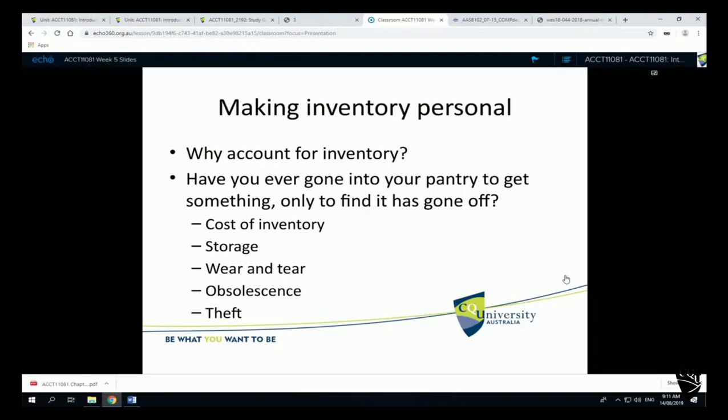Okay, it's not just the cost of the food in your pantry, it's the cost of storing it there in your pantry, because whilst it's being stored there, you can't use your pantry for anything else. Okay, you've got to use it for storing the food. There's also other costs such as wear and tear, obsolescence, which is our fancy word for things that go off, and wastage. And in some businesses, there's also the cost of theft as well. We have to account for all of those costs.